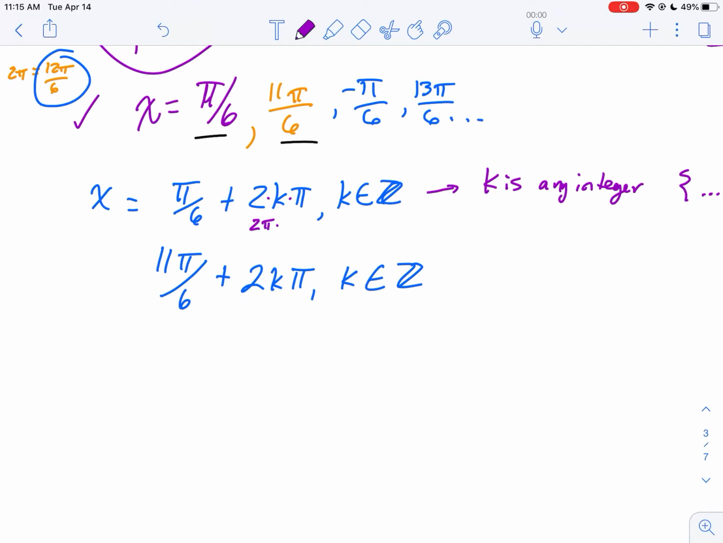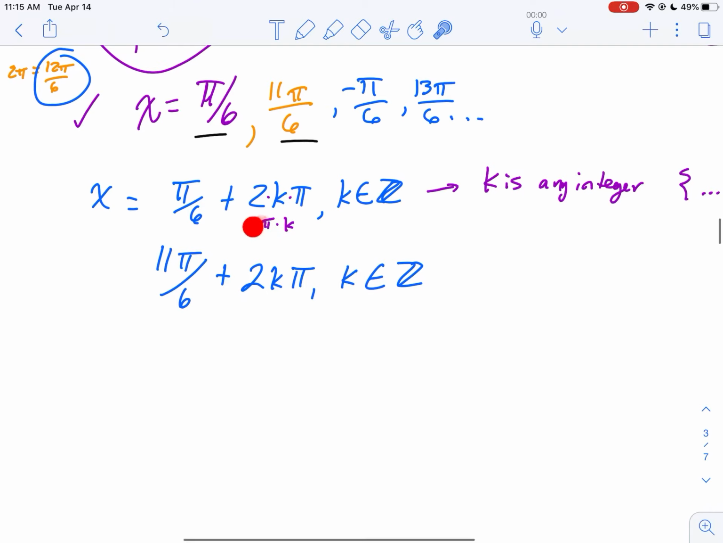Okay, now if k is an integer, this says 2 times k times pi. Now, it might be helpful to think of this as 2 pi times k. What is 2 pi? Hopefully you're thinking, oh, 2 pi is just going around the circle, right?